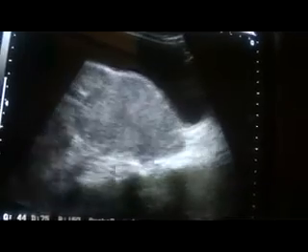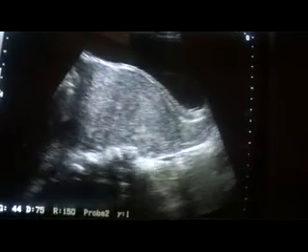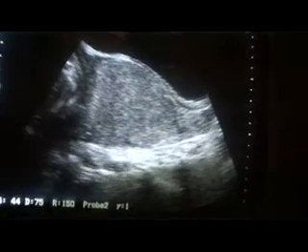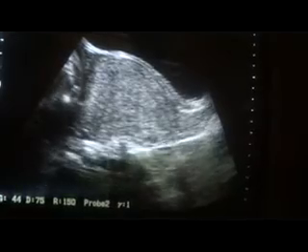This is the vagina, and this is the lowest most part of the cervix. Now it is elevating the cervix anteriorly, whereas posteriorly it is not depressing the cervical region.